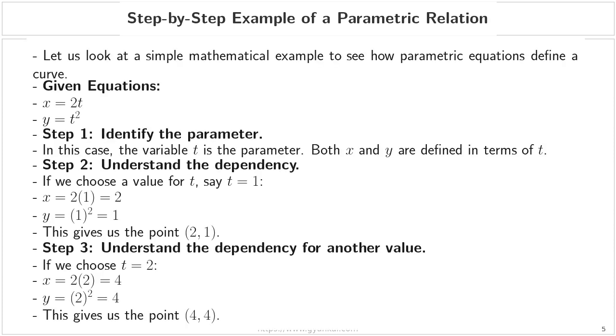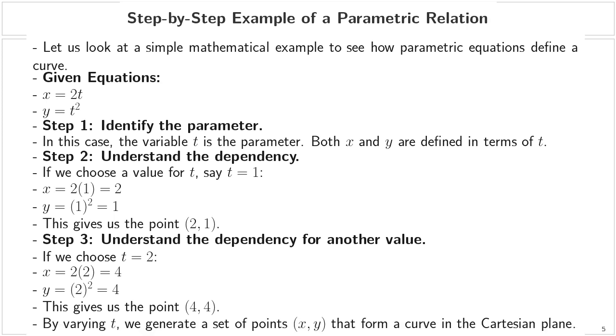In step 3, we repeat this process for another value to see how the point shifts. If we choose t to be 2, then x equals 2 times 2, which is 4, and y equals 2 squared, which is also 4. This gives us the point, 4, 4.